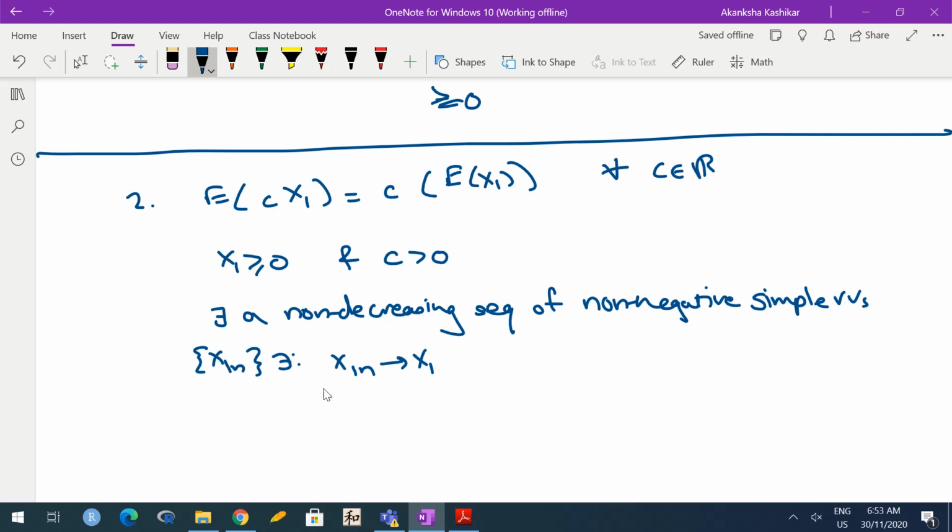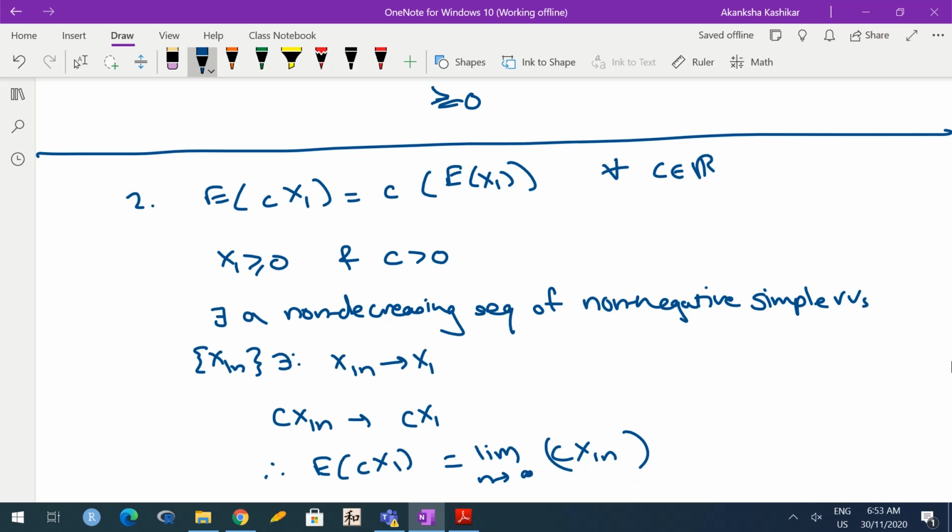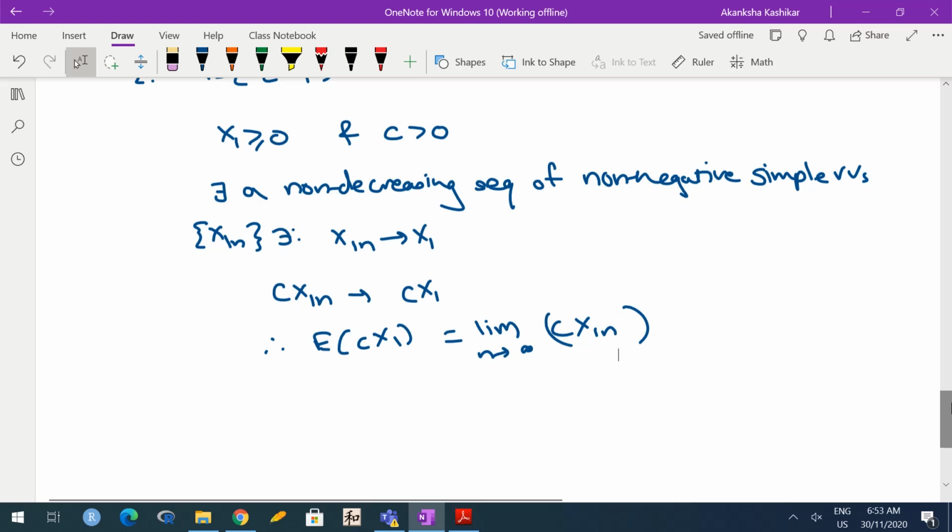And now we are saying C is greater than 0. So Cx1n converges to Cx1, and Cx1n is a non-decreasing sequence of again non-negative simple random variables because C is positive. Therefore, expectation of Cx1 can be defined as the limit as n goes to infinity of the expectation of Cx1n. Now you might feel that Cx1 is a non-negative random variable, so there may exist some other sequence of non-negative simple random variables which converges to Cx1. Why take only this sequence? But there is a result which says that if you construct any sequence which converges to a non-negative random variable, and that sequence is non-decreasing and consists of non-negative simple random variables, then if you compute the limit of expectation via that sequence, the limit is always the same. So whichever sequence you get, finally the limit is the same.